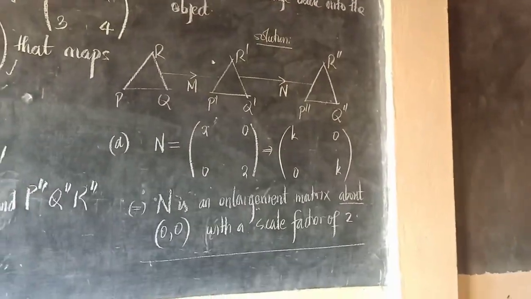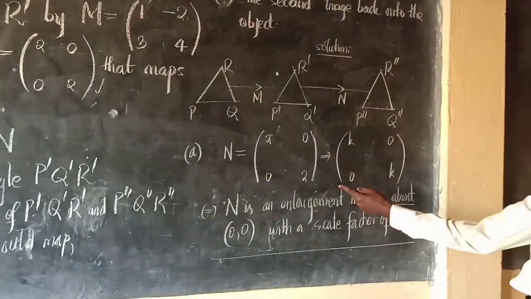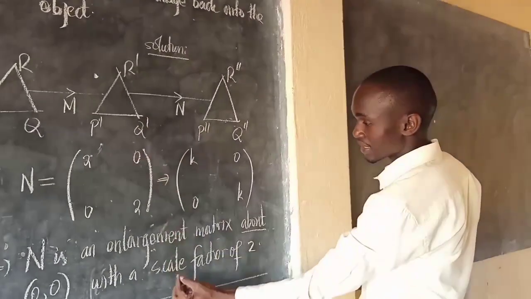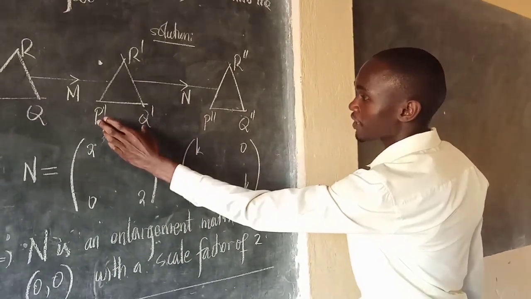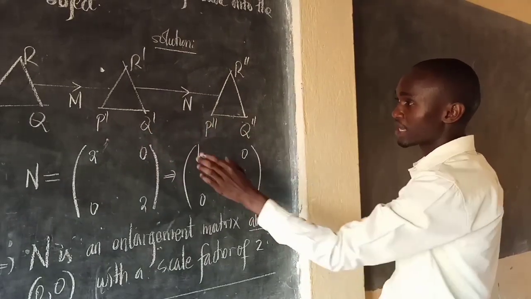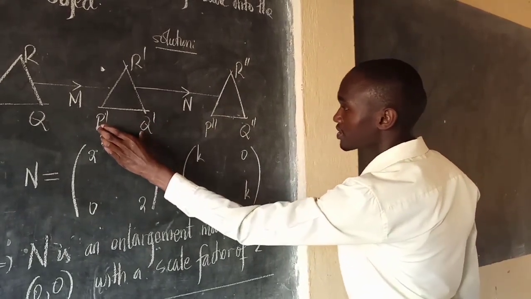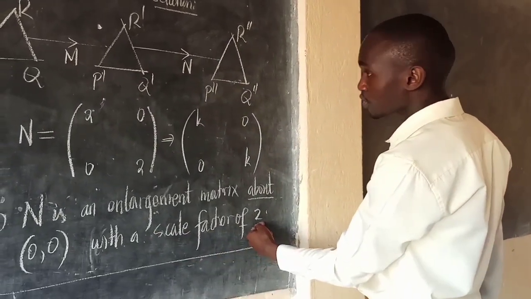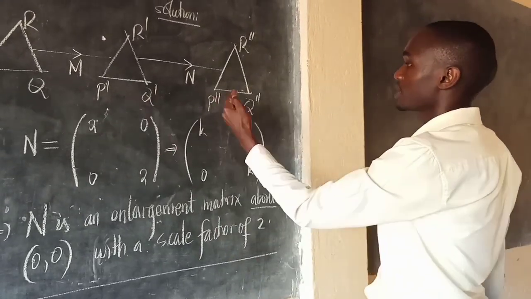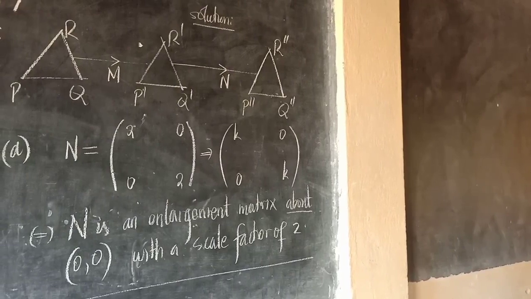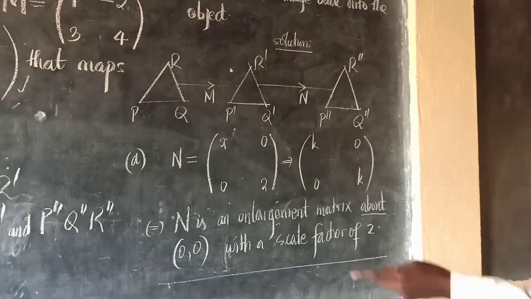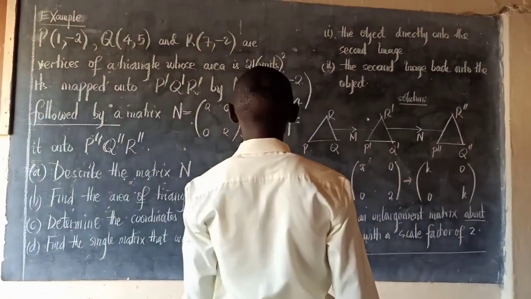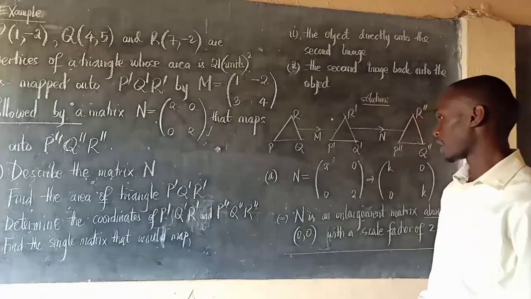Some people add on that it maps the first image. If you're careful on our illustration, you can see that N is the matrix that maps us from the first image to the second image. So you can add on and say with scale factor 2 that maps us from the first image to the second image. Under part B, we are told to find the area of P prime, Q prime, R prime.